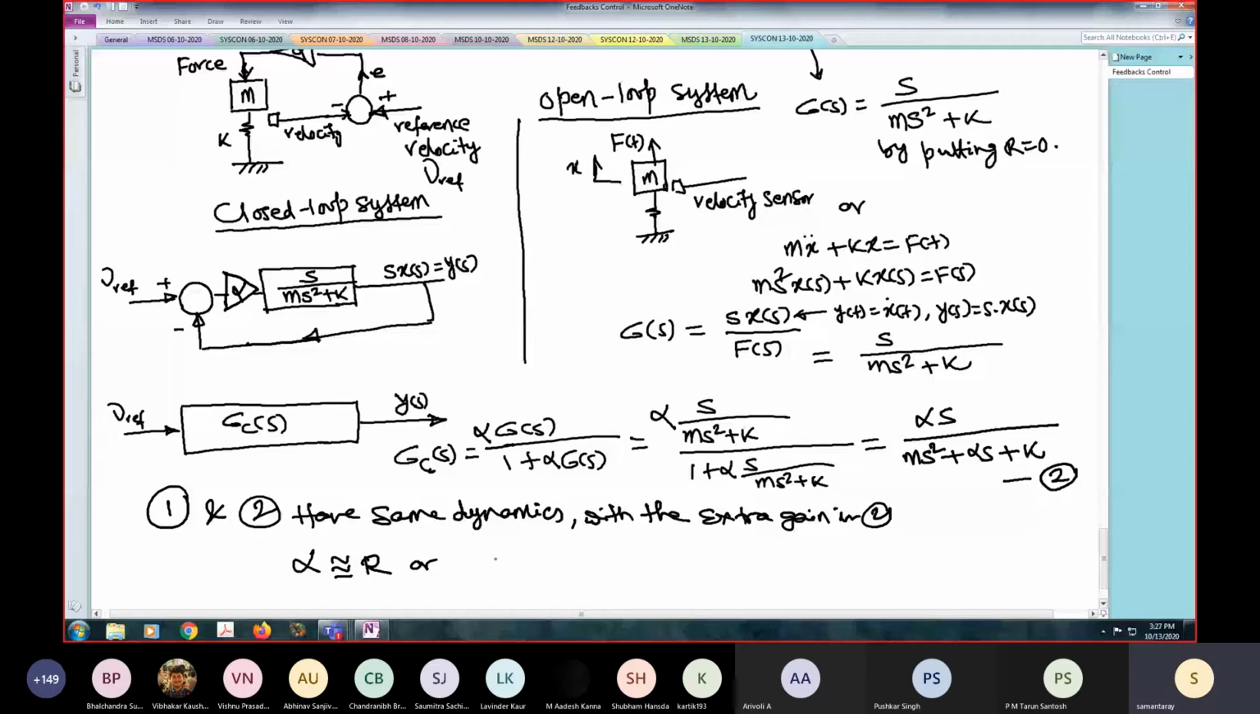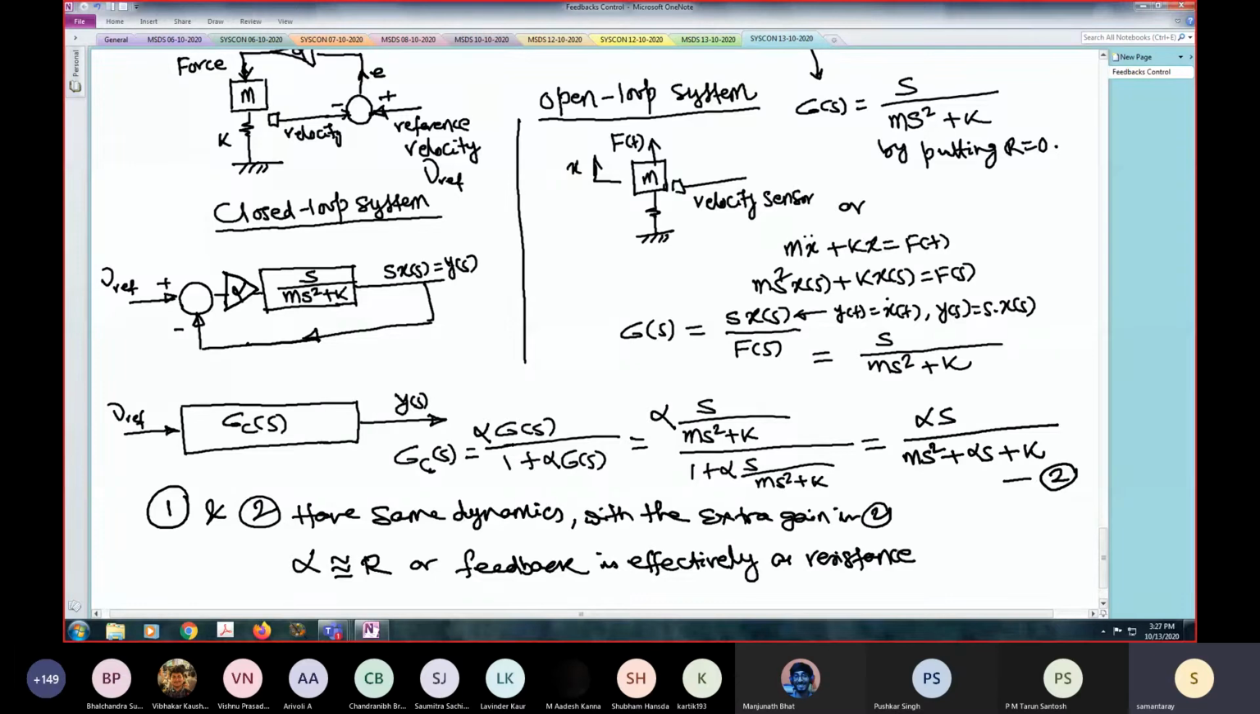Sir, do we say same dynamics when they have the same zeros and same poles? Yes, same zeros and same poles. Only scaled. It's scaled by that alpha. So we have, okay, alpha is equivalent to R, or feedback is effectively a resistance.